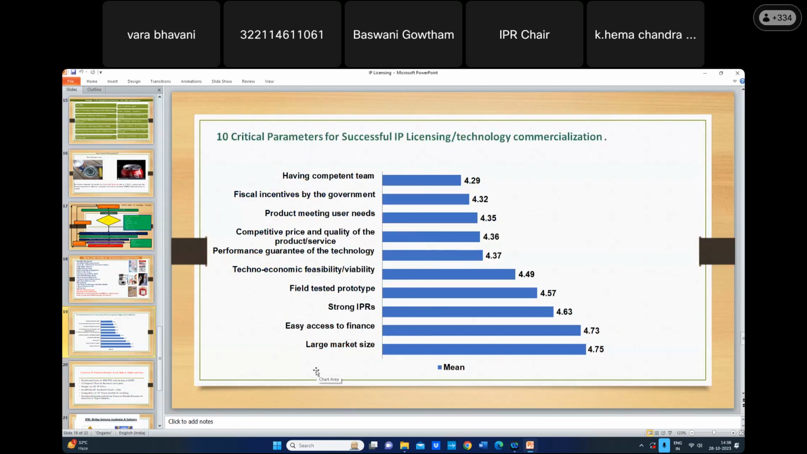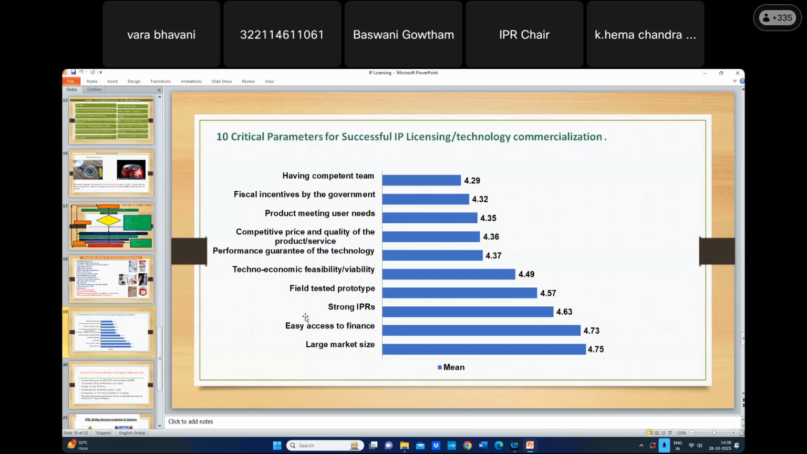If you want to achieve successful IP licensing, you should have a large market size for your product and service. Market research is very, very important. Assessment of the commercial potential of the product or service is very, very important. So you need to assess, before venturing into IP licensing, the market size and the market competition.